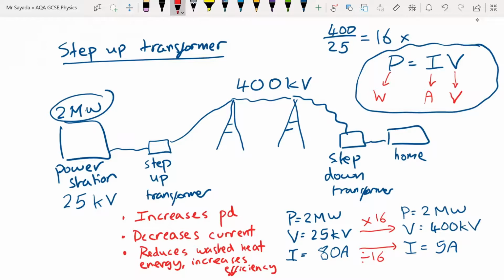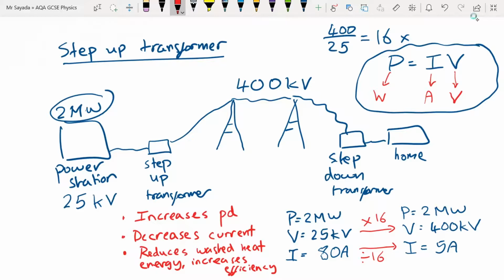We also have the step-down transformer on the other side. The step-down transformer just decreases voltage back to safe levels. So to summarize, the electricity is made in the power station. The step-up transformer increases the voltage, which decreases the current, which increases the efficiency of the energy transfer because it reduces the resistive heating in the cables. The step-down transformer decreases the voltage back to safe levels.